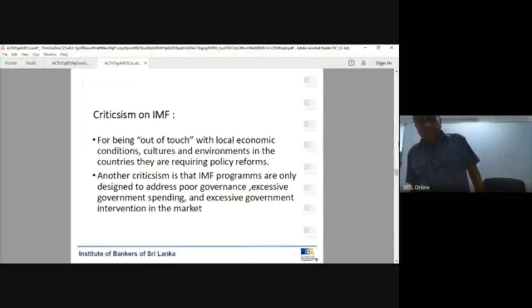Right? Another criticism, I can't remember exactly which government, a long time back, right? Because of IMF loans, they wanted to introduce the charging of the patients in government hospitals.